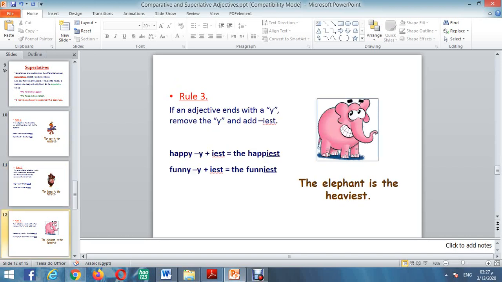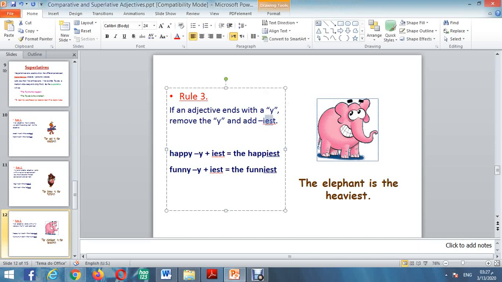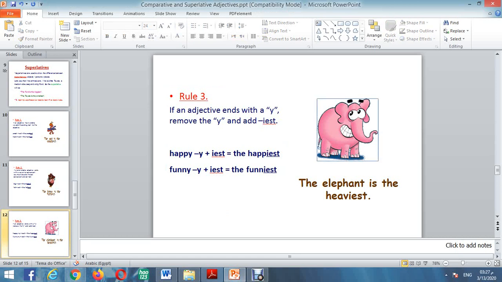Rule number 3, if an adjective ends with Y, remove or drop Y, add I, then EST. Happy will be the happiest. Yes, remove Y, add IEST. Funny, the funniest. Remove Y, add IEST. Here, oh, the elephant is the heaviest. Means the heaviest animal. So here I'm comparing between the elephant and the other animals.